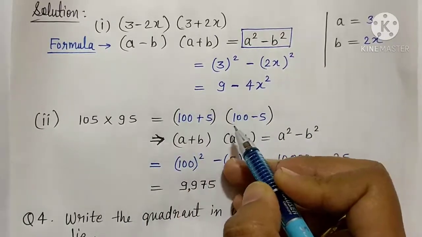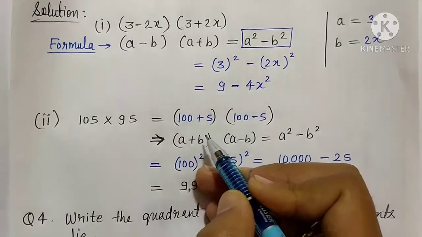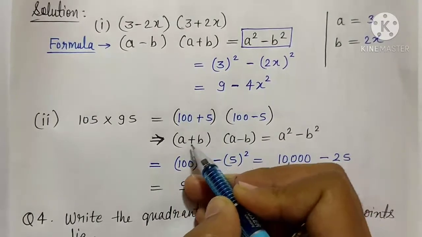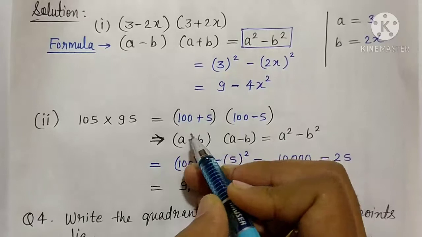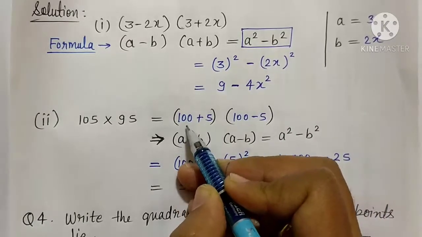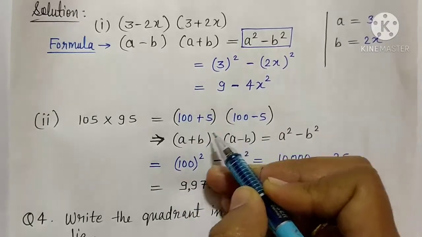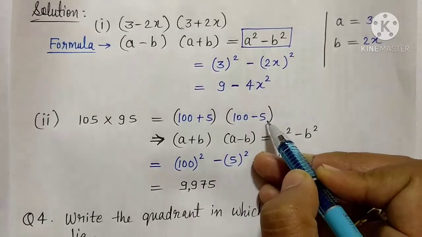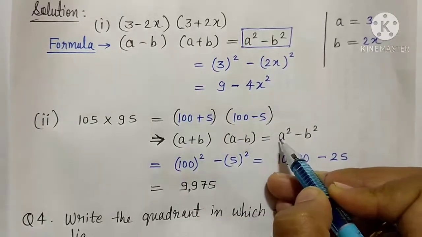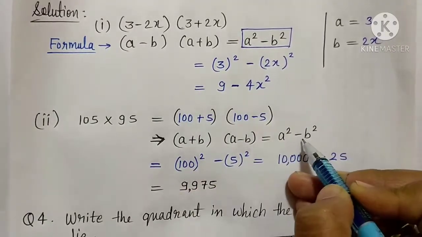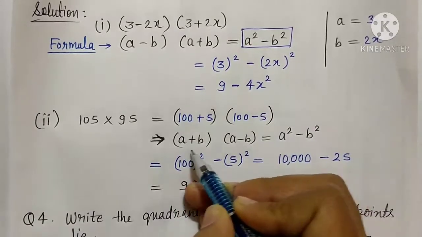Now by writing this, what benefit do we get? The benefit is that now we can put it in the formula form, or you can say identity form. So a is what? 100, here also a is 100. What is b? 5, here also b is 5. Just the sign changes. It means a square minus b square. We have to write the answer in this form because the question is given in expanded form.